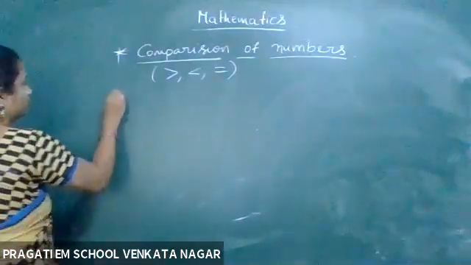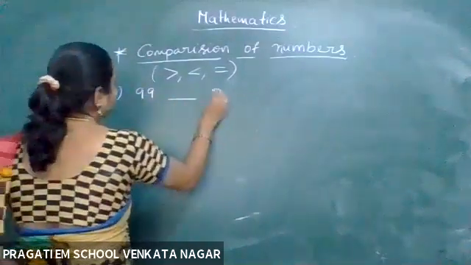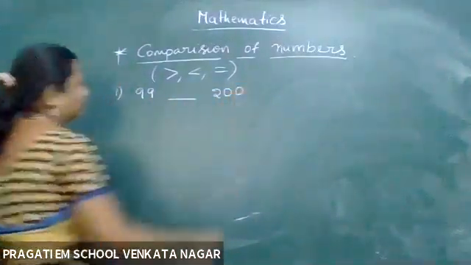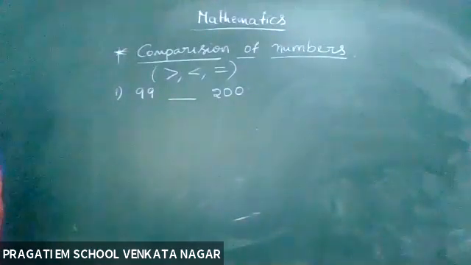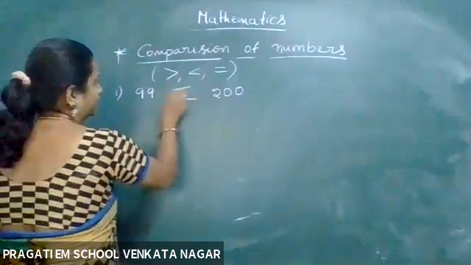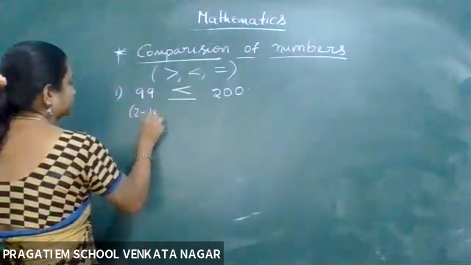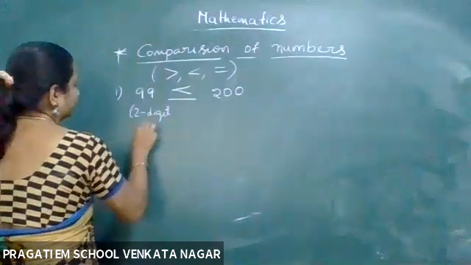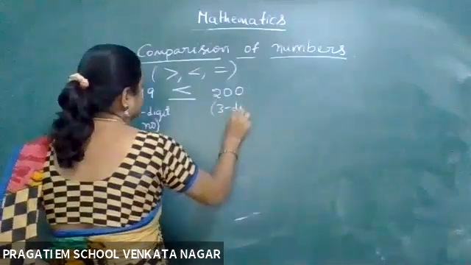See, for example, we have 99 and 200. Is 99 less than 200 or greater than 200? We say that 99 is less than 200. Why? Because 99 is a 2-digit number and 200 is a 3-digit number.